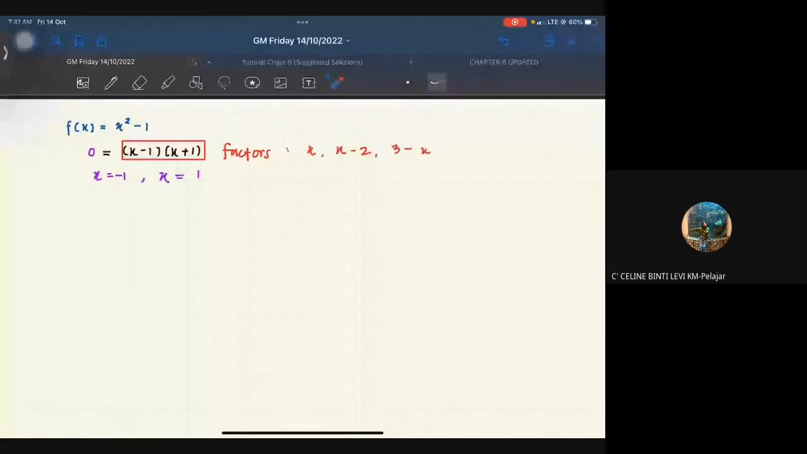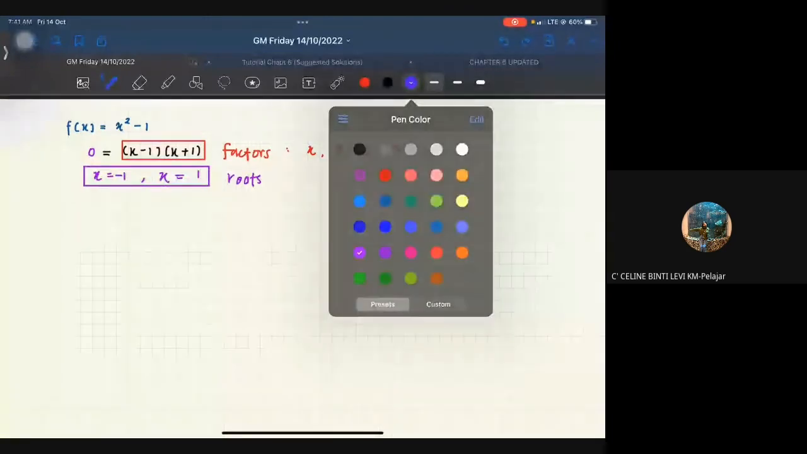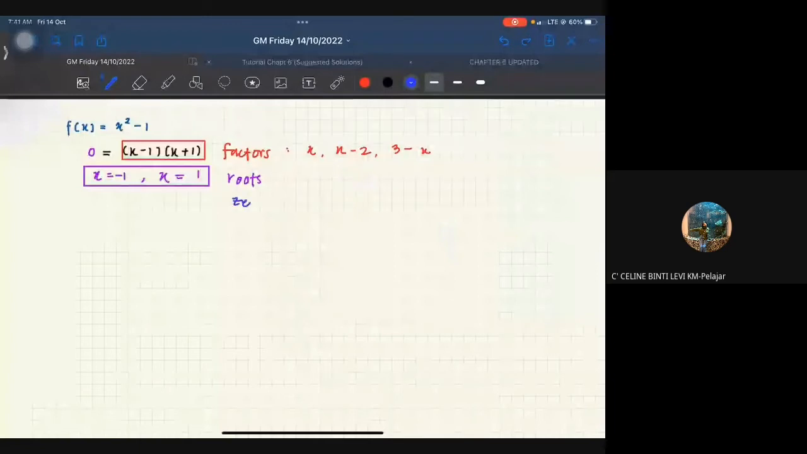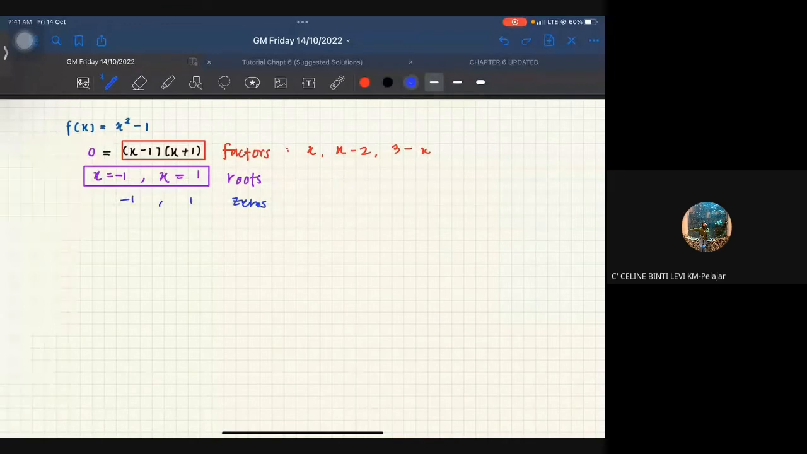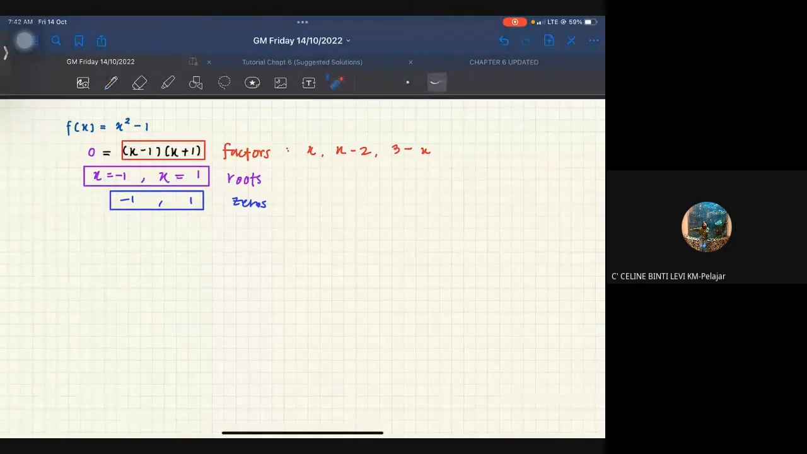Okay, and then this one yang warna purple ni is what we call as roots. Okay, so ini kita panggil dia sebagai roots. Okay, and then naturally dia akan ada satu lagi term kita panggil sebagai zeros. So kalau ikutkan zeros ni dia adalah negatif 1 dengan 1. So the difference is just in the way of writing it. Okay, kalau roots, nak tulis roots dia mesti ada x equals to something. Kalau zeros, kita just stick the number sahaja. Okay, so dia adalah negatif 1 dengan 1. So itu sahaja beza dia. Roots ada x, zeros tak ada x.